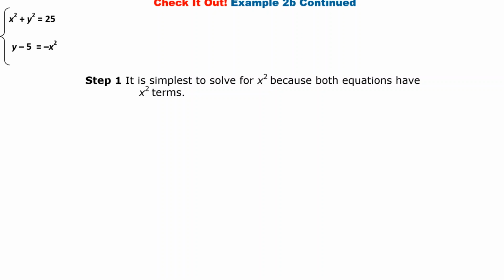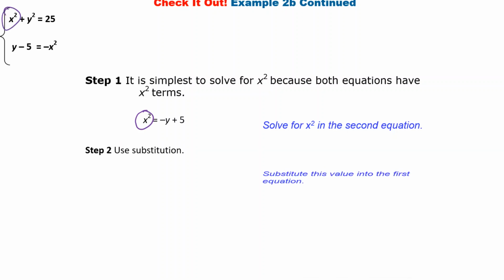go ahead and start our substitution, and it's simplest to solve for x squared because both equations have x squared terms. So let's solve for x squared in the second equation because that's the most simple. So we can see that x squared equals -y plus 5. Now I can just substitute this x squared for this x squared, fill it in, not too difficult, and I end up with this equation.